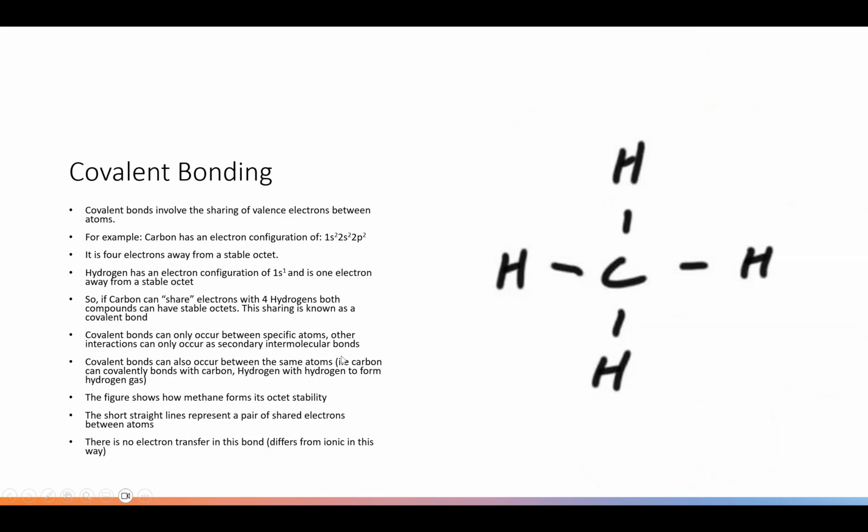Covalent bonds can only occur between specific atoms. Other interactions can only occur as secondary intermolecular bonds. Covalent bonds can also occur between the same atoms. Carbon can covalently bond with carbon, and hydrogen with hydrogen, which can form hydrogen gas. The figure here shows how methane forms its octet stability, where carbon shares an electron with each hydrogen. These short straight lines represent a pair of shared electrons between atoms, and there is no electron transfer in this bond, which differs from ionic.